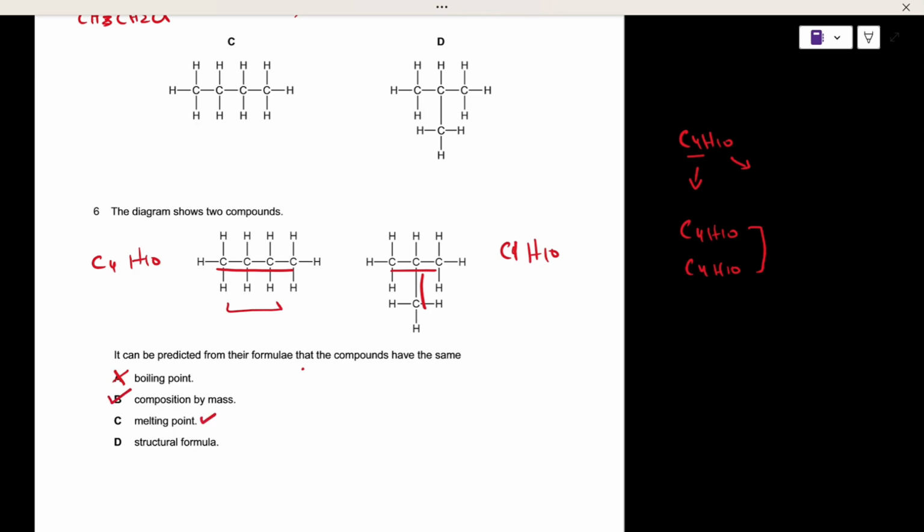Now why not melting point? Again the same idea, because once the branch has been introduced, the melting point and the boiling point are going to change. Structural formula. Now here, just by seeing the picture you can clearly see that the structures are different. Here you have a straight chain, here you have a branched chain. This is what change in structure means. So this is also not correct. Okay, let's move to the next question.